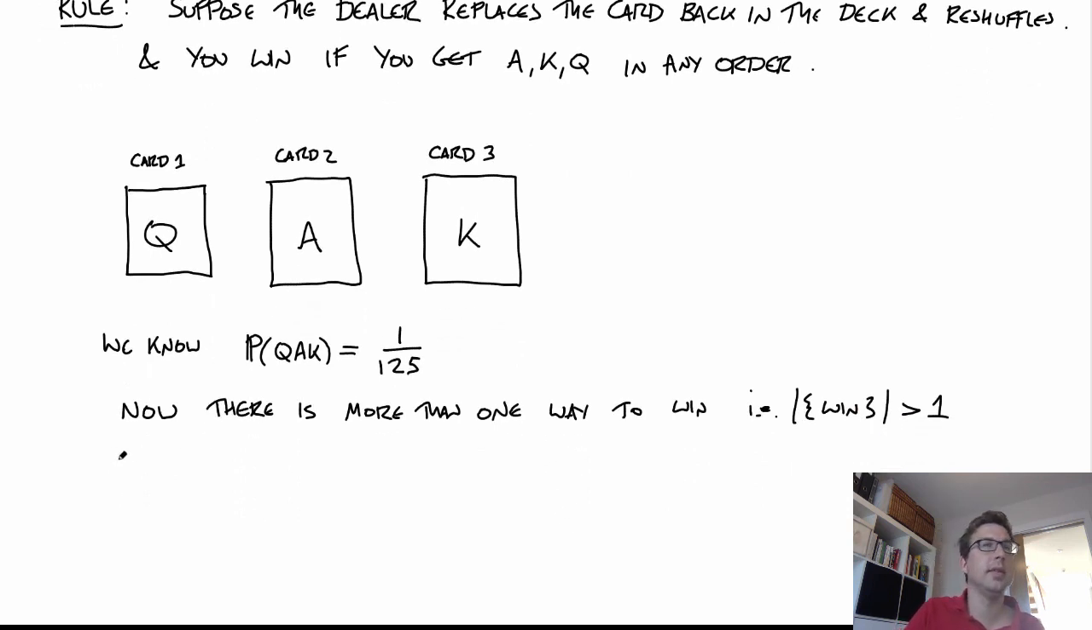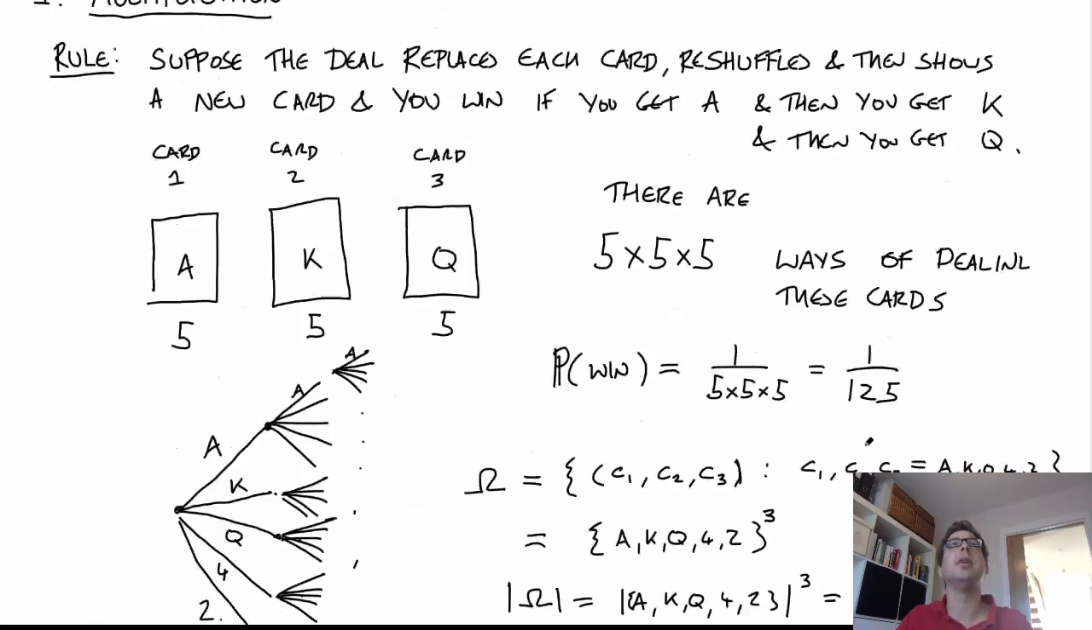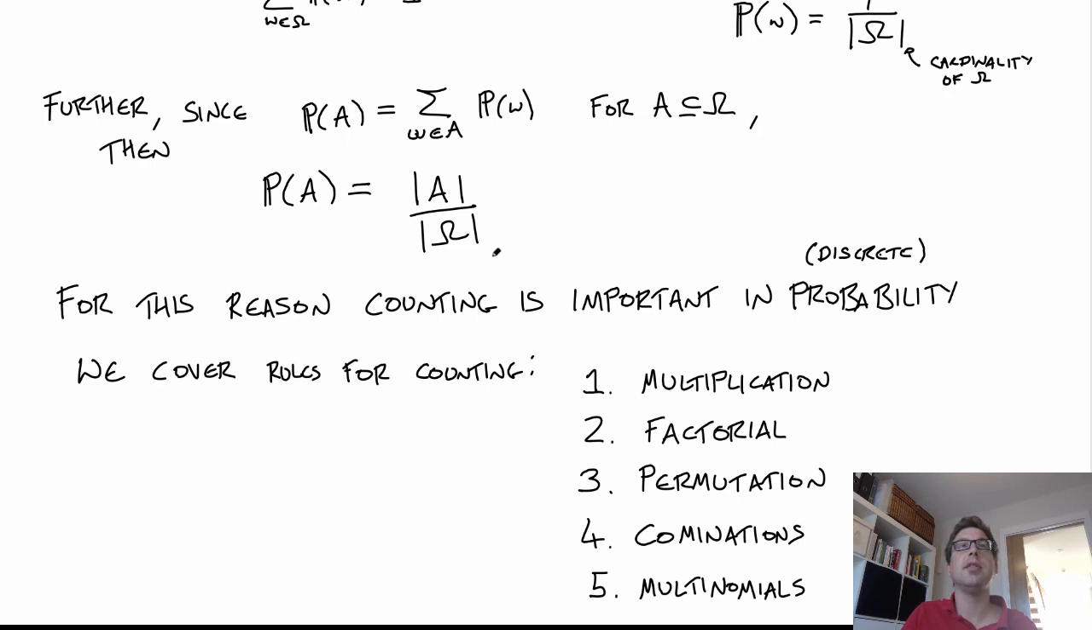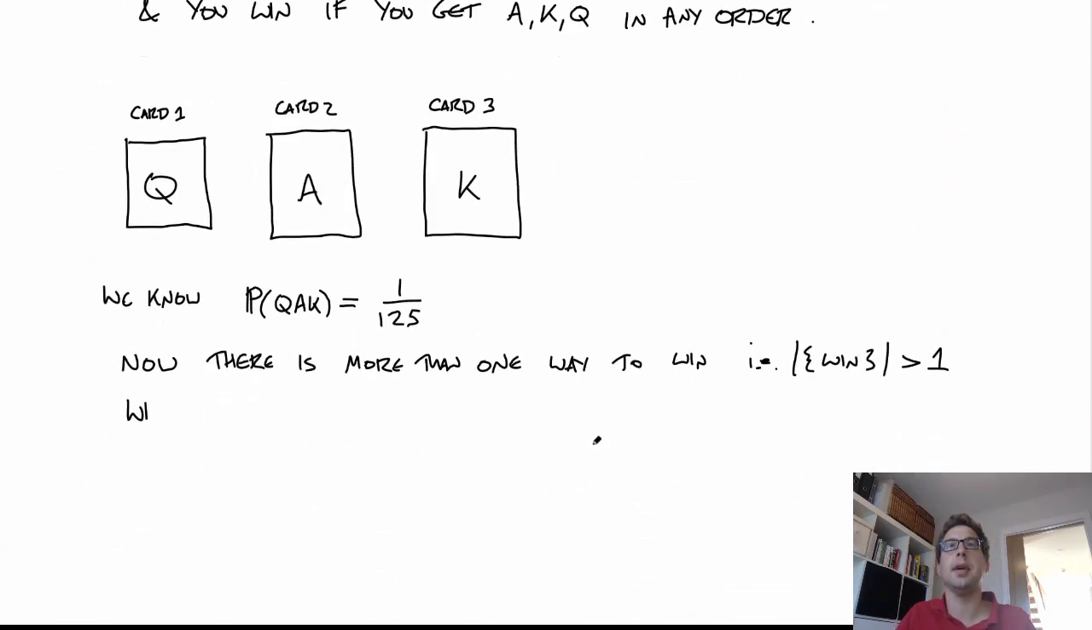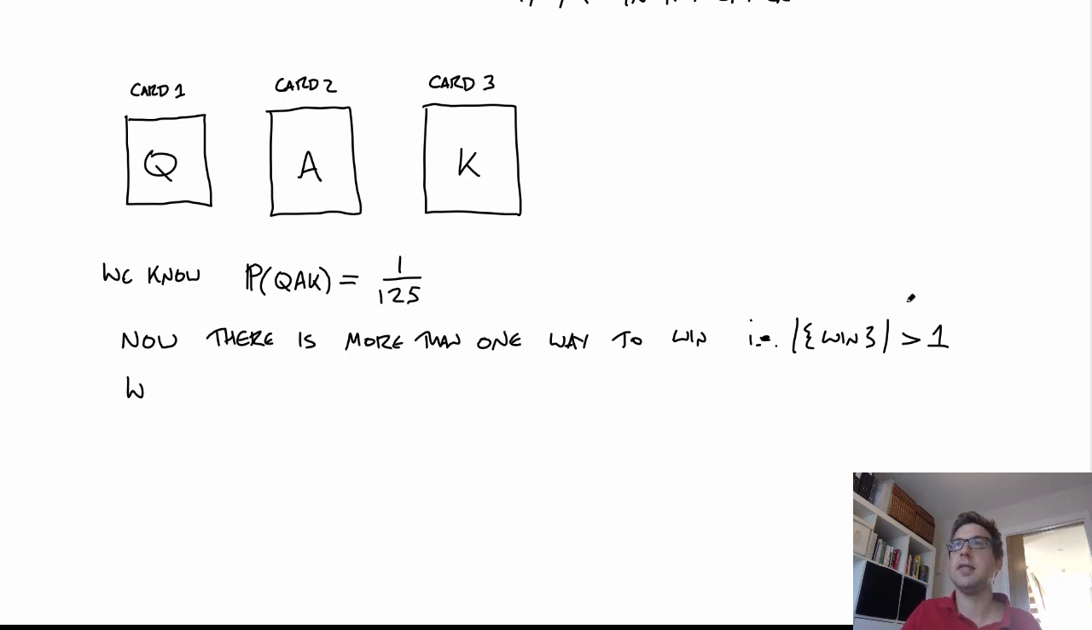If we're going to try and find the probability of winning, remember the probability of winning is going to be the number of outcomes where you win divided by the total number of outcomes. That's just this formula. So we know this, but we don't know the number of outcomes where you win. We need to find this number, and we could do something similar. We could draw a tree again. That's one way of thinking about it.